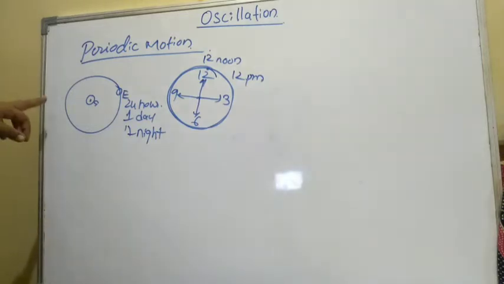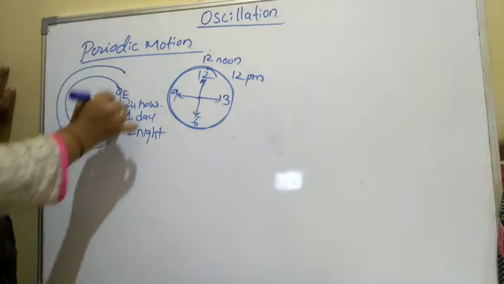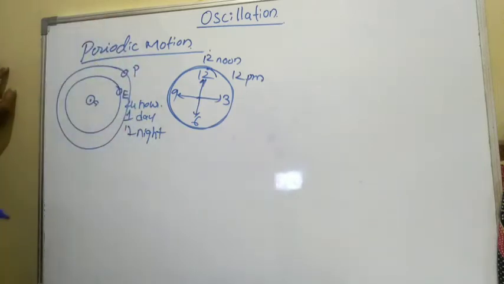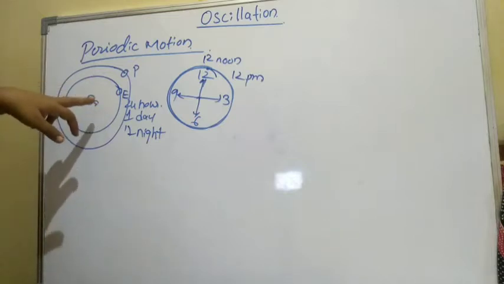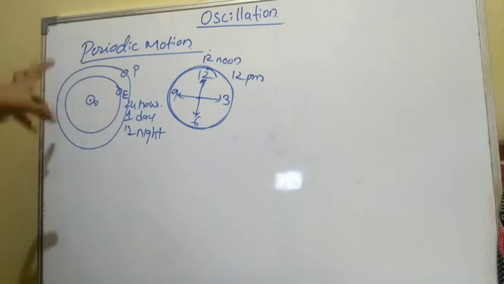So if you take the earth as an example, the earth revolves around the sun, or if you consider the different planets, all the planets in the solar system are revolving around the sun, and the earth is also revolving on its own axis. That means these are repeated after fixed intervals of time.